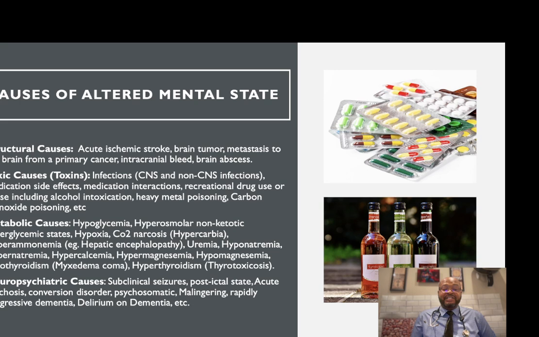Hypothyroidism, hyperthyroidism. Before you go to the neuropsychiatric causes like subclinical seizures, post-ictal state, acute psychosis, conversion disorders, psychosomatic issues, malingering, even sometimes rapidly progressive dementia can come with an alteration in mental status, delirium on dementia. But you want to make sure that you've ruled out the structural causes, the toxic causes, the metabolic causes before you start thinking of the neuropsychiatric causes, or before you push it aside as malingering or psychosomatic. You want to make sure that you've addressed all the other possible reversible causes.